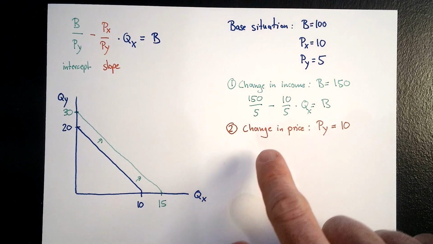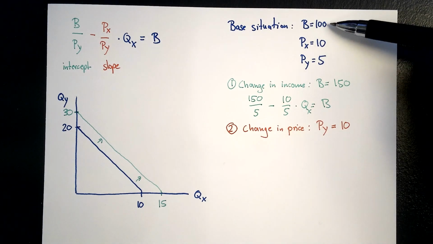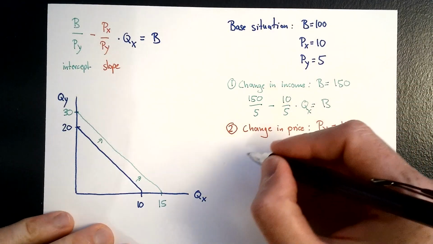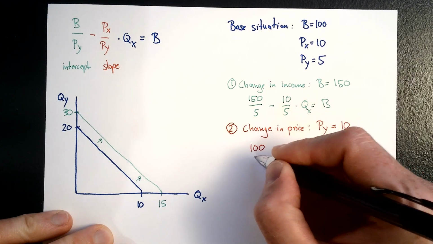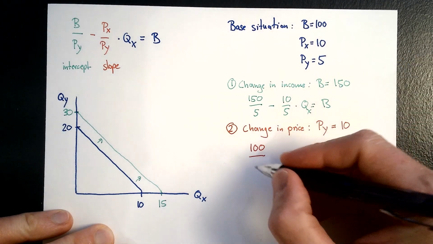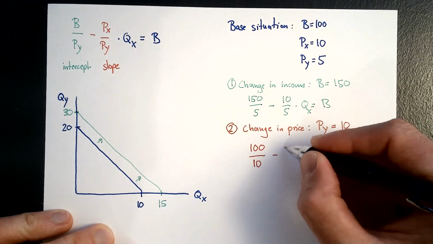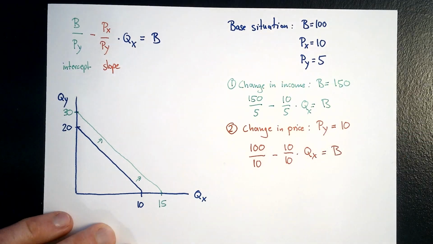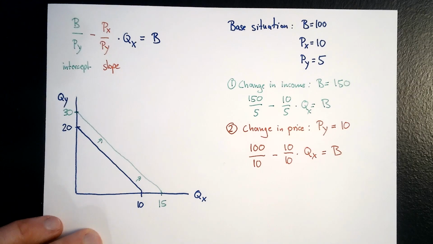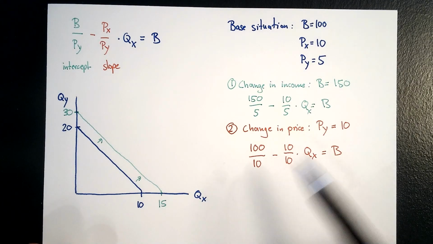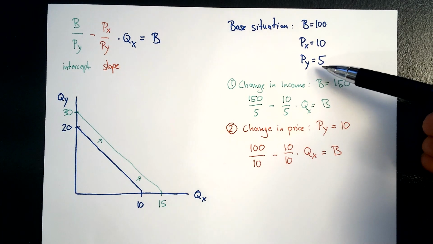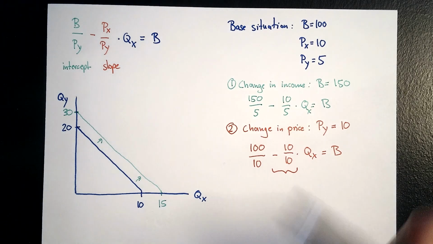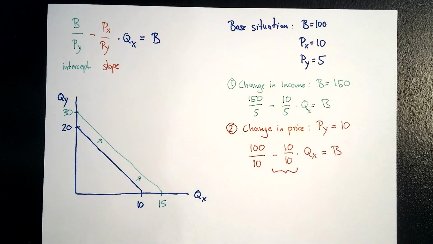For this second example, assume that we still have an income of $100, but now the price of Y is equal to 5. So now we have the budget constraint 100 divided by 10 minus 10 over 10 times QX is equal to your budget. Note that in this case, two things have changed. Your intercept has changed because Y is getting more expensive and hence you can purchase less of Y, but also the slope has changed. Before the slope was negative 2, now the new slope is negative 1.